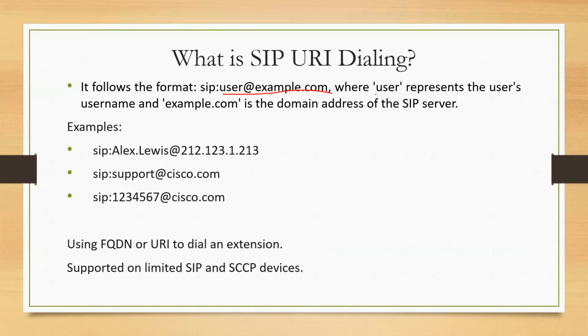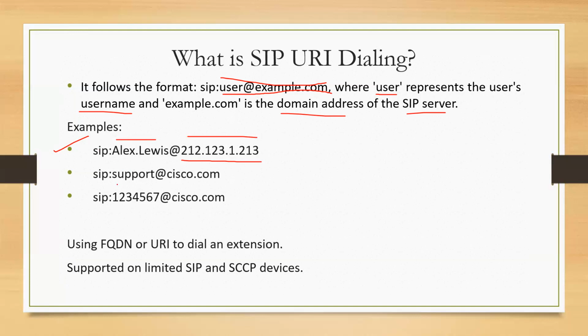It says sip:user@example.com, where user represents the user's username, right? So as you can see, it says user@example.com. This user represents the username, and this example.com represents the domain address of your SIP server, right? And here you can see these examples, like alex.lewis@212.123.1.213. This is your user and this is your IP address, right?